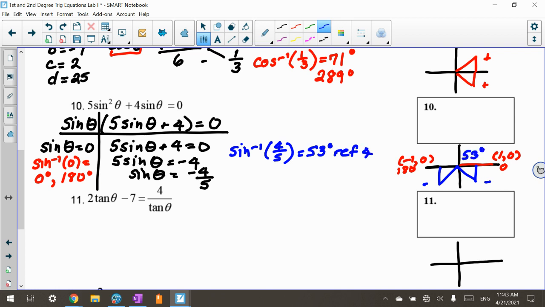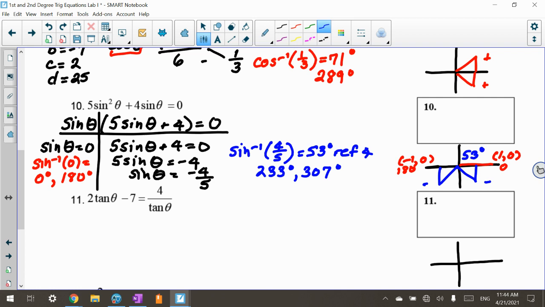53 degrees is there. So I basically am going to do 180 plus 53, which would be 233 degrees. And then I'm going to do 360 minus 53, and I'm going to get 307. That's where I get those two. So that's the trick on that.